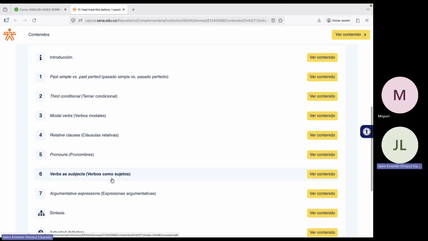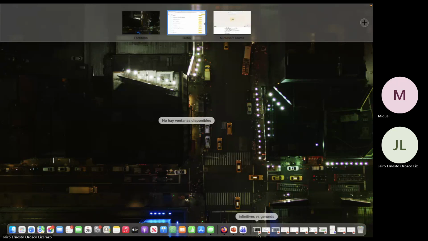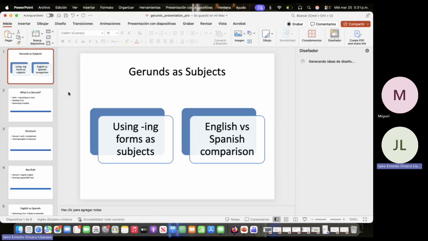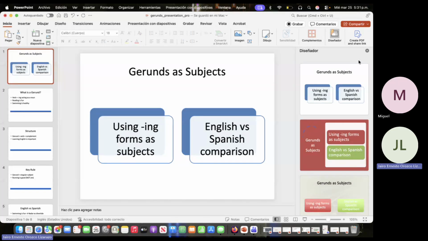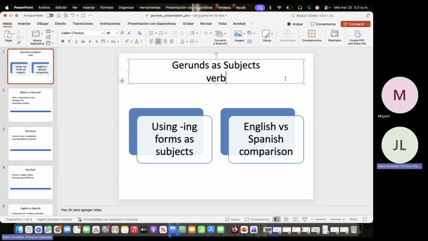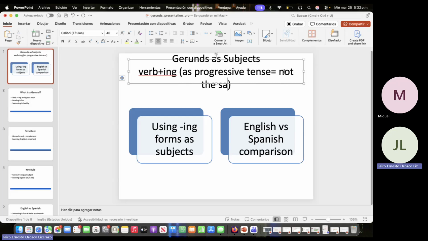Then we have verb as subject. So verb as subject, it is better called gerunds, gerundios in Spanish, right? So gerundios are using the verb plus ing. Okay? This is not the same as progressive tenses. That is a huge difference. Progressive tenses also use the verb plus ing, but it's not the same thing, okay?